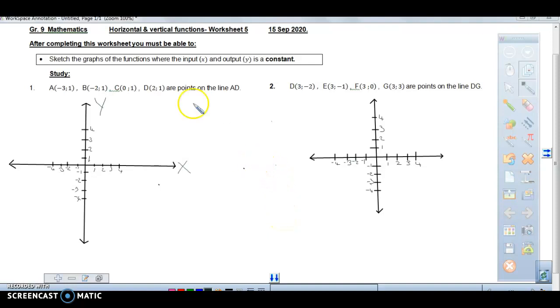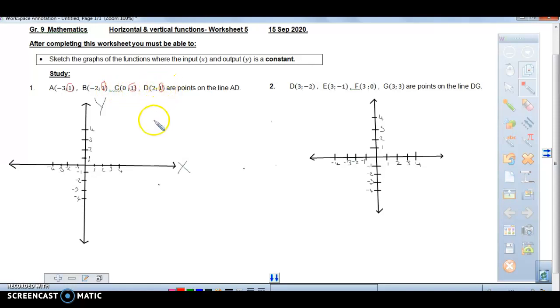So that means I want you to look at the first example. They give you 4 points here. And what is the first thing that you notice about these points? That all of them have the same output value. So for each point, the output is 1. Can you all see that?